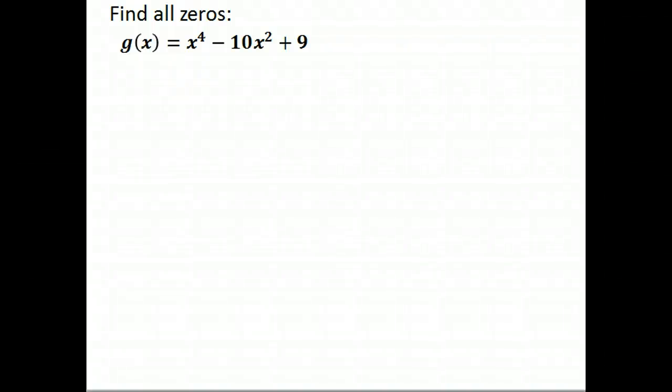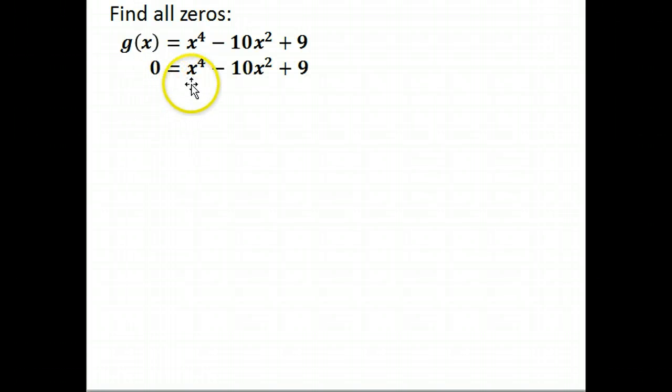In this problem, we're asked to find all of the zeros. In other words, we're asked to solve this one for x. And we notice here with this x to the fourth power, it tells us we have up to 4 different answers on this one. And we want to find all the zeros, so the first thing we're going to do is change this from g of x, and we're going to write it so that it's equal to 0. That will help us solve it.